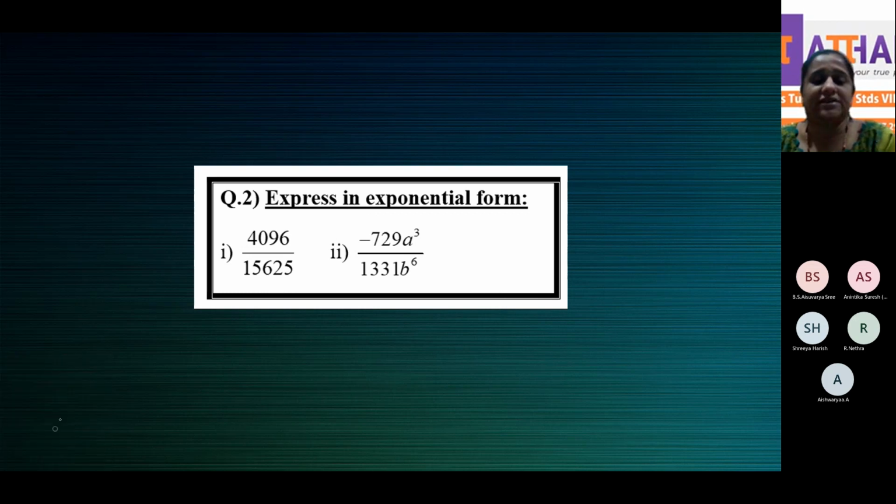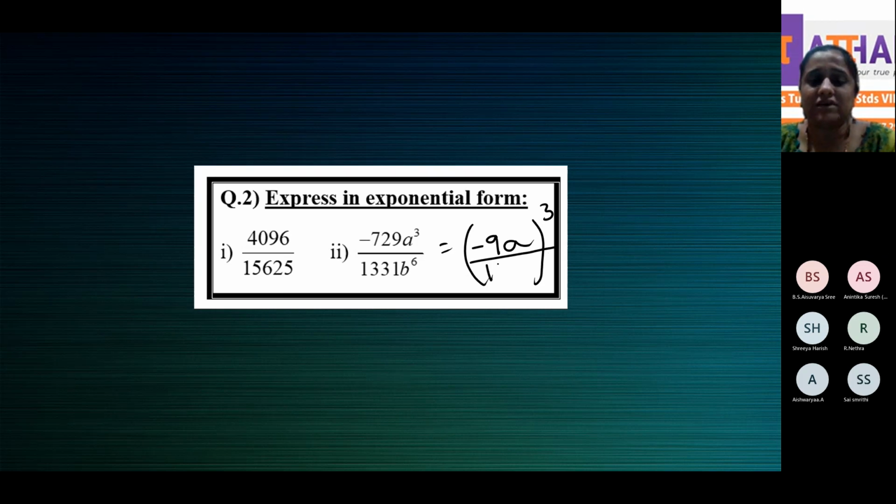So now how do you write it in the exponential form? There's only one power now, 3. Where minus 729 is minus 9 the whole cube. a cubed is simply a here. a cubed divided by 11 cubed is 1331 and b squared the whole cubed is b to the power 6.